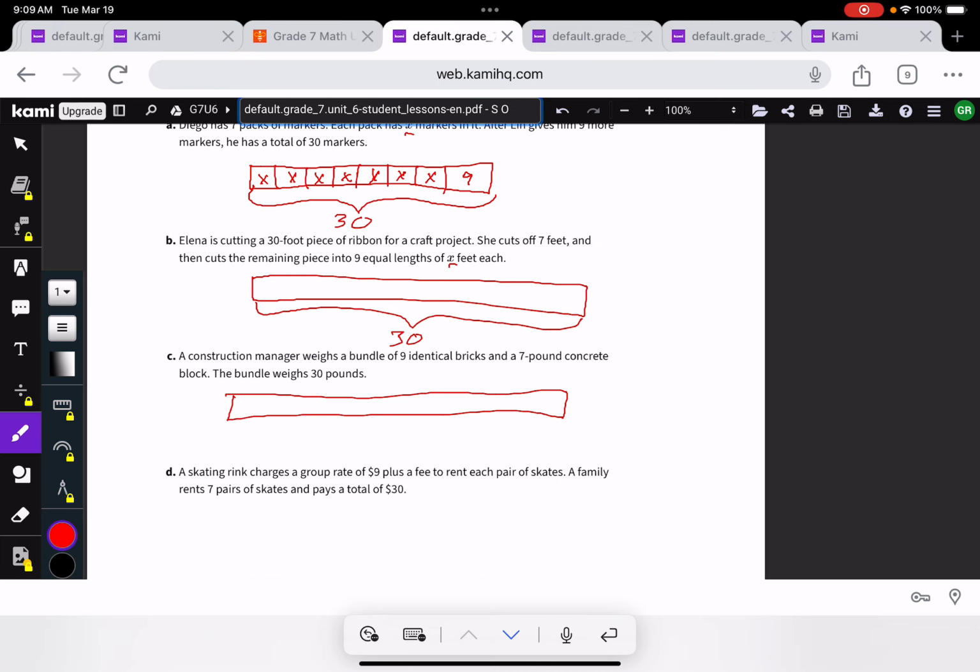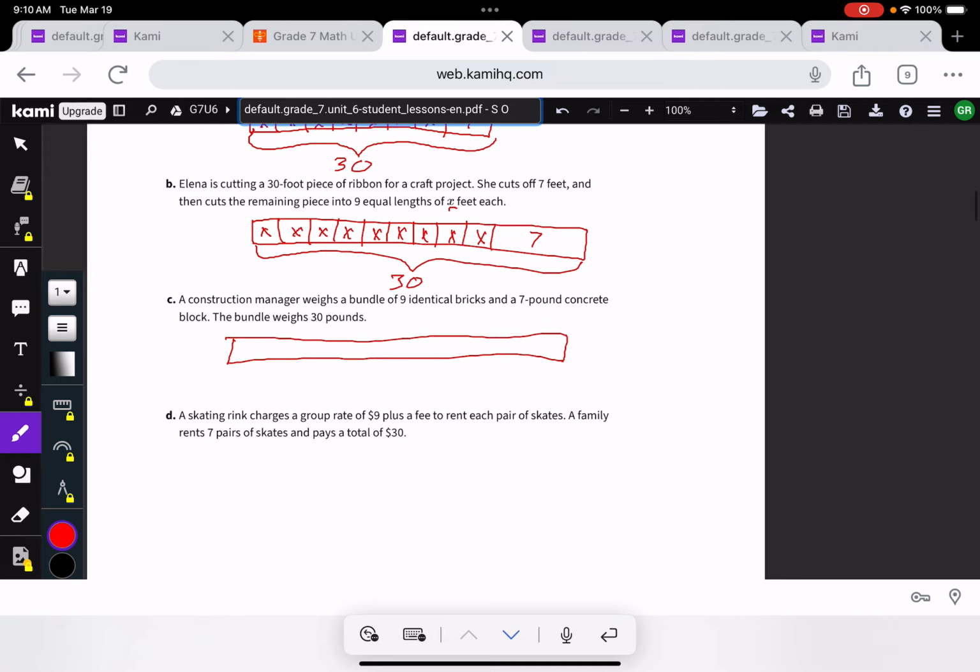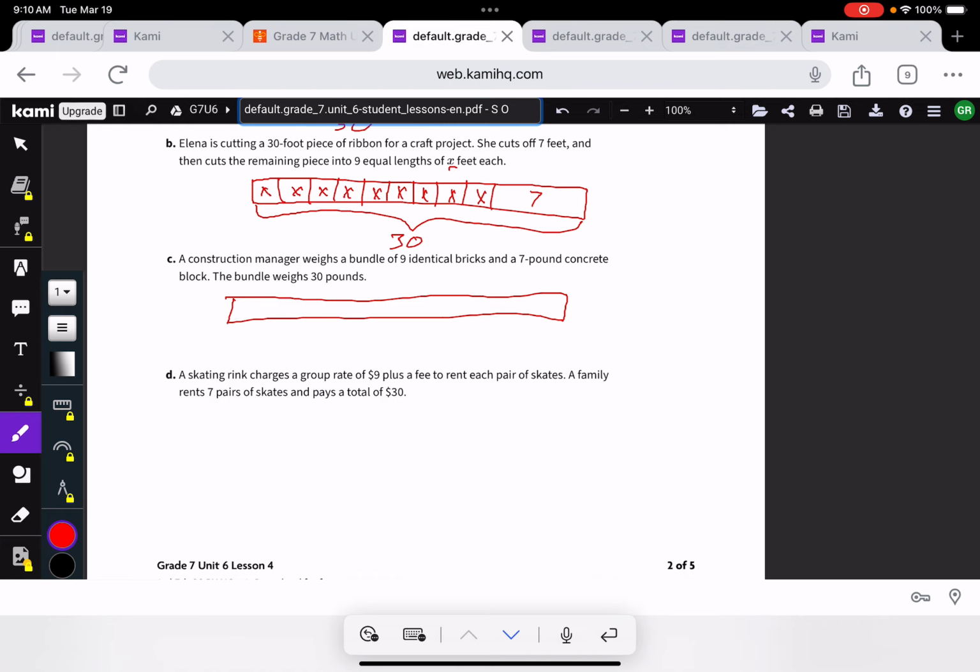So if you looked at B and you said, wait a second, there's 9 equal lengths, so there's 1, 2, 3, 4, 5, 6, 7, 8, 9, and then there's 7 feet that gets cut off, and the rest remain. Guess what? C is the exact same picture. Each brick is X. We don't know what it is. We can call it B if we wanted to. It doesn't have to be X. Plus 7, all that will equal 30. So believe it or not, you draw the same thing for C as you did for B.